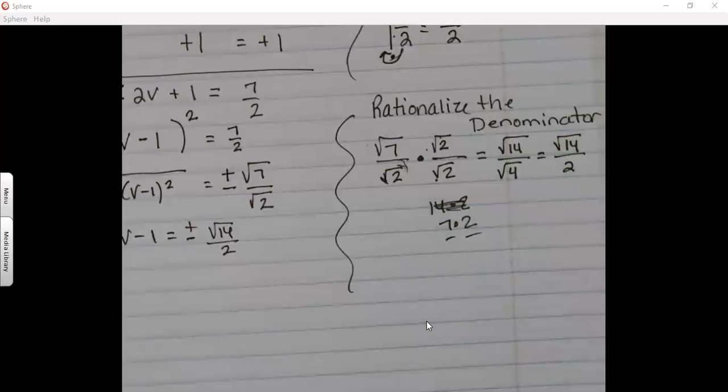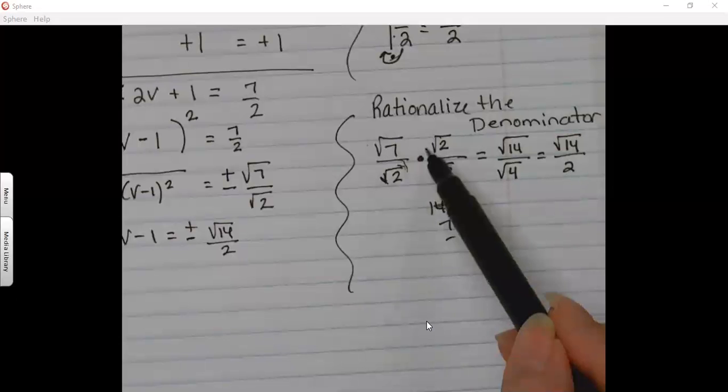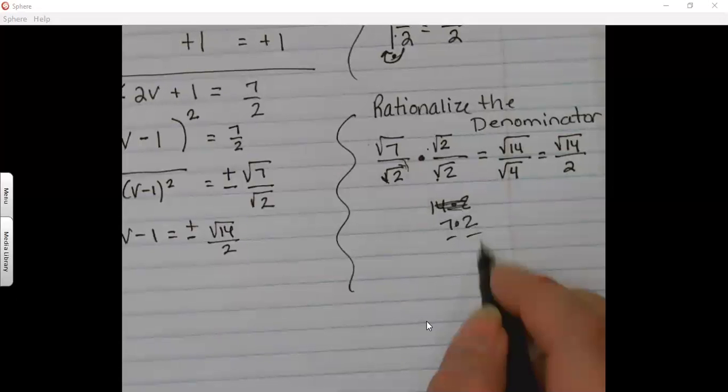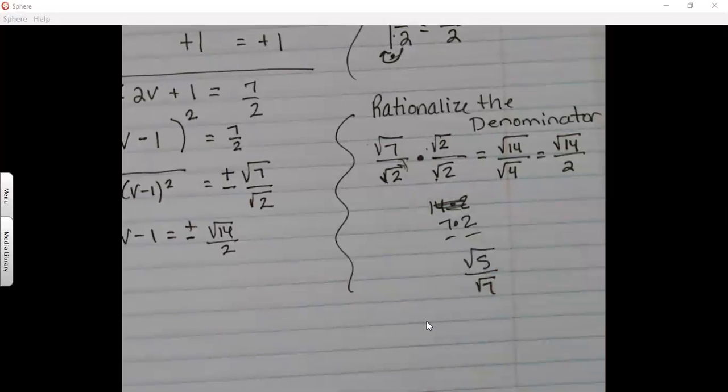If it was the square root of 7 divided by the square root of 3, then I'd do the square root of 3 divided by the square root of 3. Because if I did the square root of 2, it wouldn't get rid of it. So whatever the denominator is. So say I had the square root of 5 over the square root of 7. I would multiply by what?